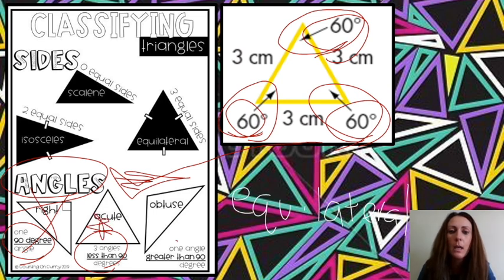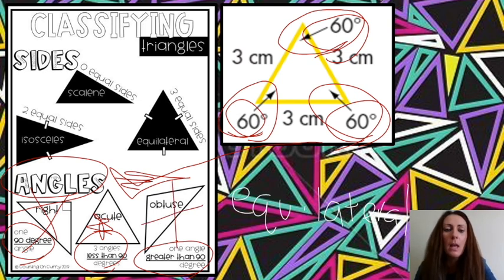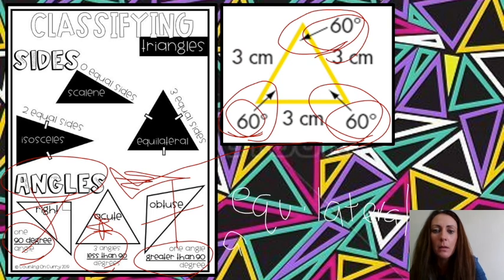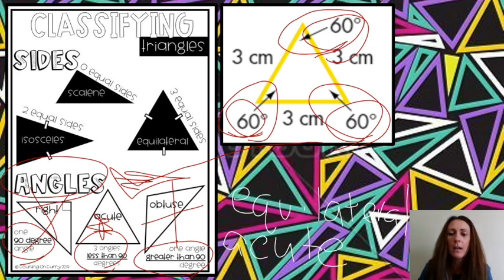And then obtuse. One angle is greater than 90 degrees. Do I have any angles that are greater than 90 degrees? No, I don't. So it can't be this one. So it has to be acute. So I can label my triangle, when we're talking about classifying by angles, as acute. So this triangle is considered an equilateral acute triangle.